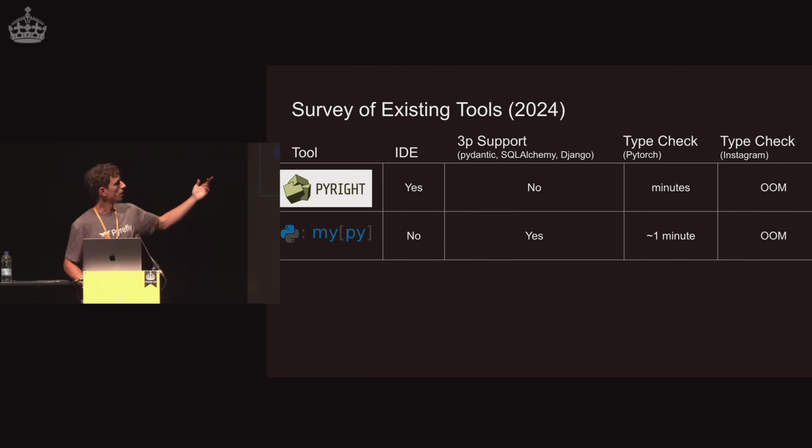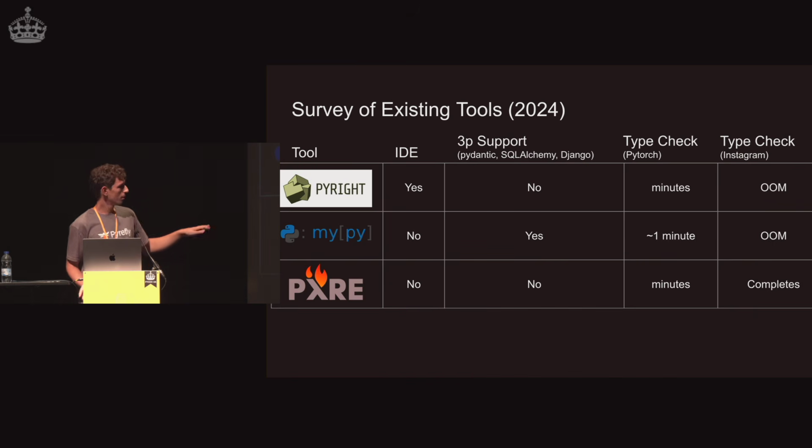Another type checker you might want to use is MyPy. This does not have an IDE. It doesn't help you command click. It doesn't help you in hovering when you're editing. But it does have a lot of third-party support for these libraries that are commonly used. It type checks PyTorch in about a minute, and it is actually what PyTorch uses to type check. And similar to Pyright, it runs out of memory trying to type check Instagram, just because Instagram is such a big code base.